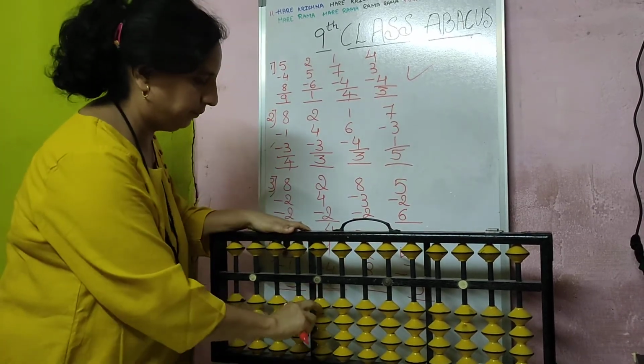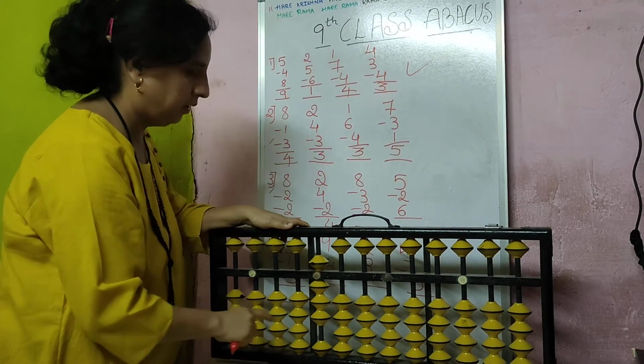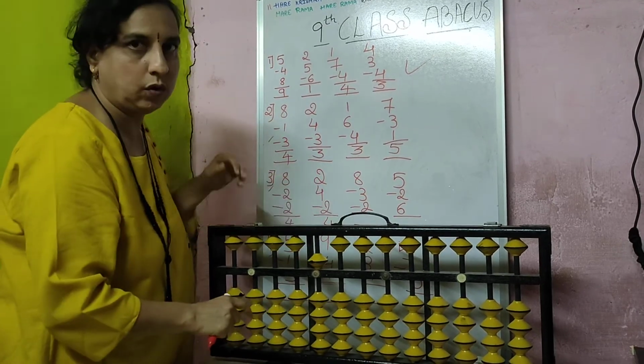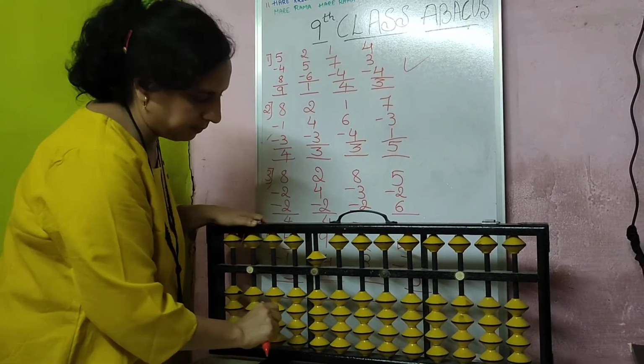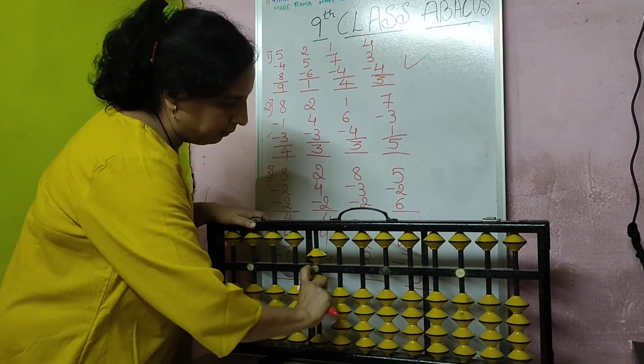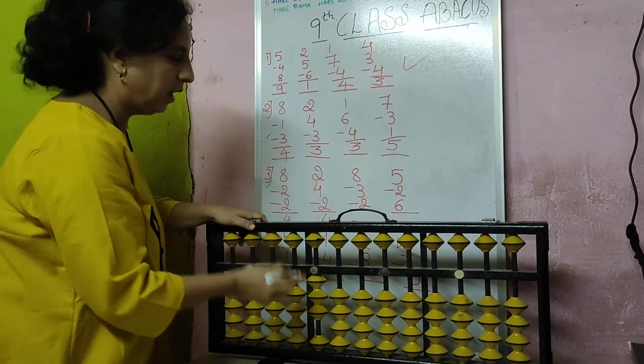Now this one. 8. Minus 3 directly I can do here. Then minus 2 is there. Minus 2 I cannot do. Plus 3 minus 5. Answer is 3.